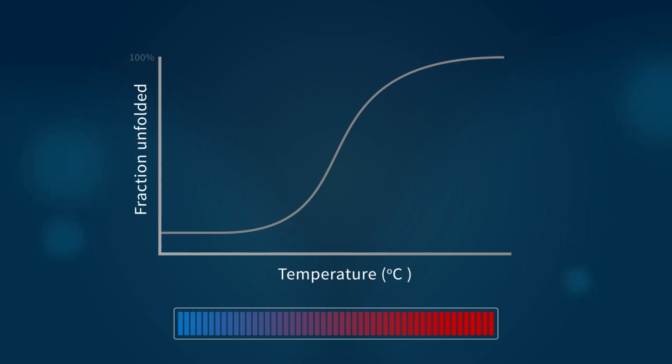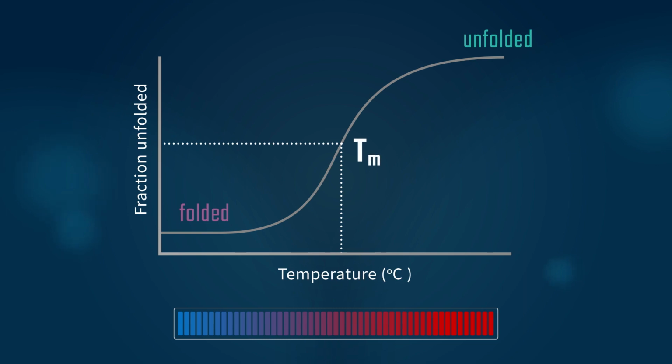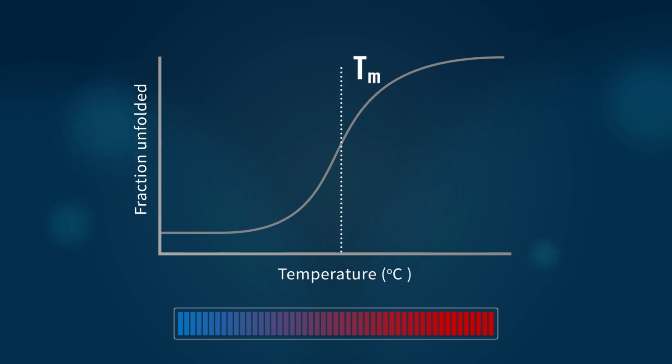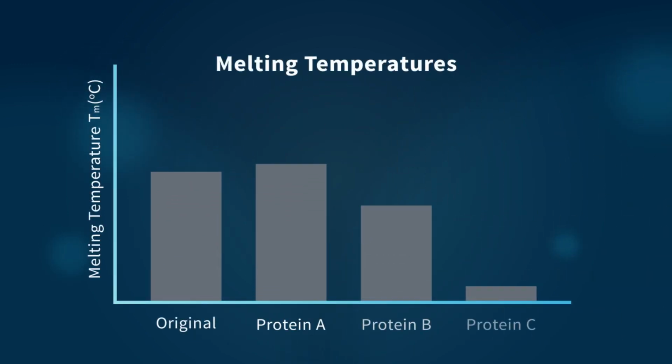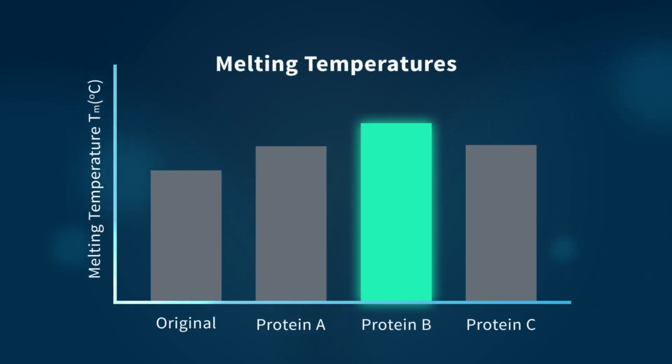The fluorescence ratio shift shows the melting temperature, or TM, at which half the protein sample is folded and half is unfolded. It also helps you determine the temperature where unfolding begins, or the T onset. Ranking TMs and T-ons helps you determine which candidates are the best for development.